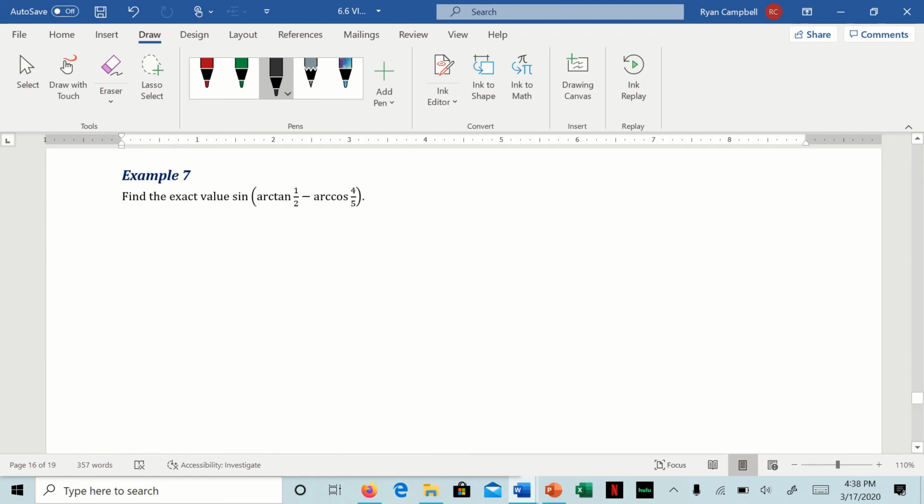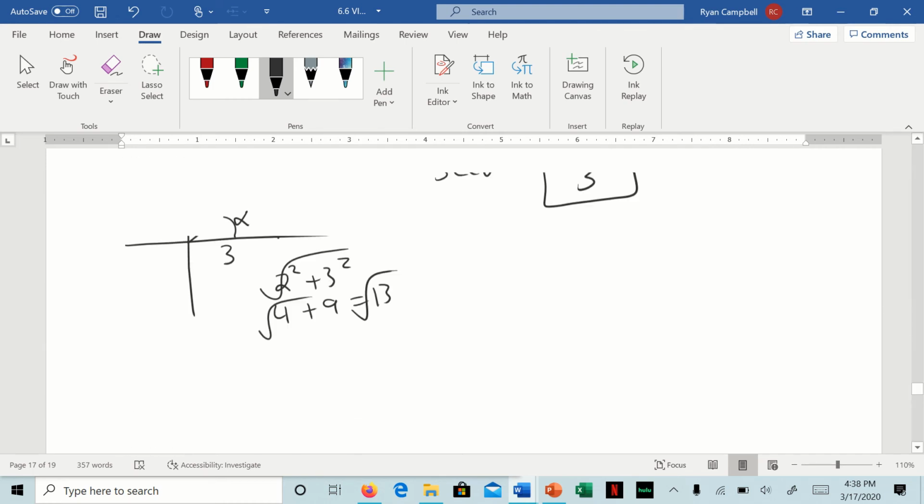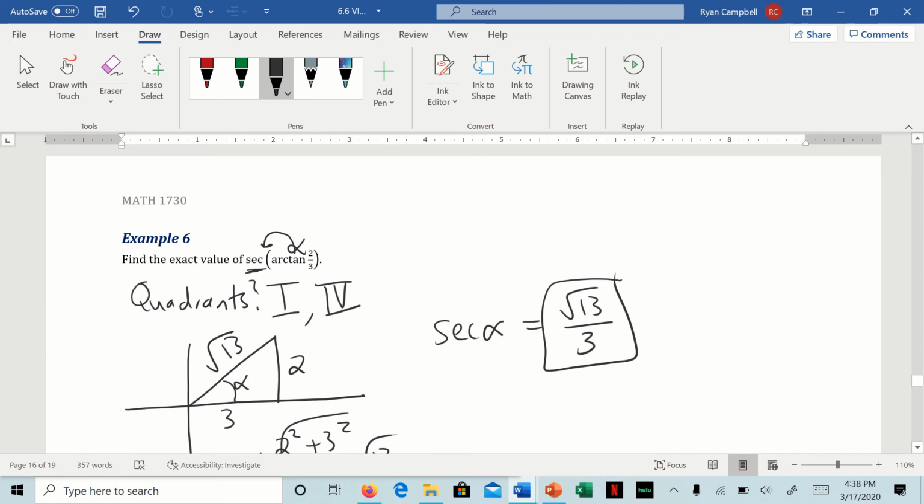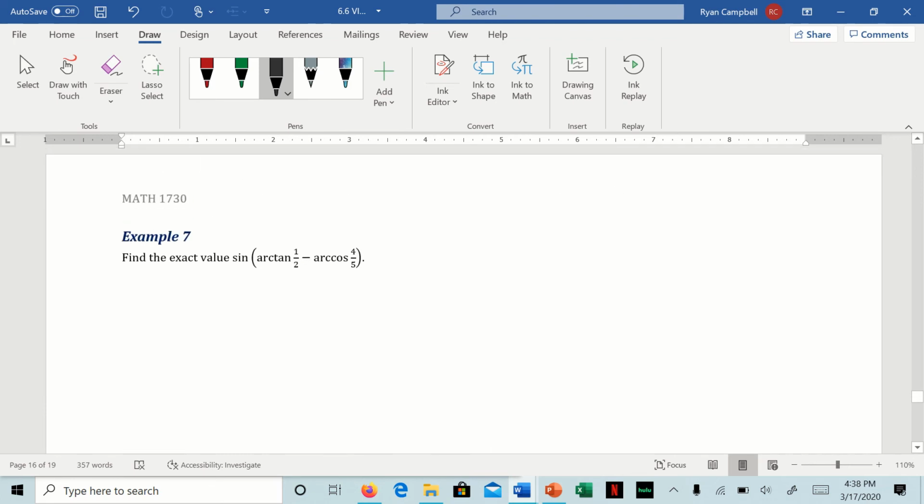All right. Now we're getting a little trickier. So let's find the exact value of sine of arctangent of 1/2 minus arccosine of 4/5. So essentially what we can do is what we've been doing over here, right? You can't just do 1/2 minus 4/5. You can't say tangent of 1/2. That's not what it is, right? This is arctangent, this is arccosine. So what we can do is we can say, let this be alpha, and let this be beta. So if we rewrote that, that would be sine of alpha minus beta.